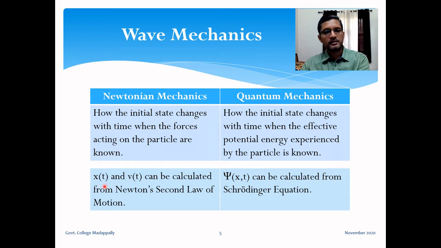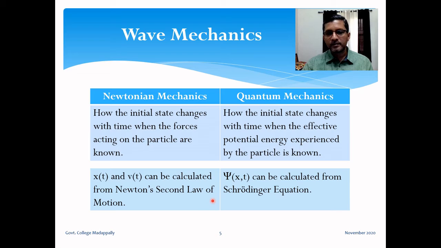Now in Newtonian mechanics, the value of position and velocity at a later time can be calculated from Newton's second law of motion. So if we know x0 and v0 at time 0, we can calculate x of t and v of t, position and velocity at a later time, from Newton's second law of motion. In the same way, if we know the initial wave function, then we can calculate the wave function at a later time, psi at x, t. It can be calculated from the Schrodinger equation. So the Schrodinger equation in wave mechanics plays the role of Newton's second law of motion in Newtonian mechanics.